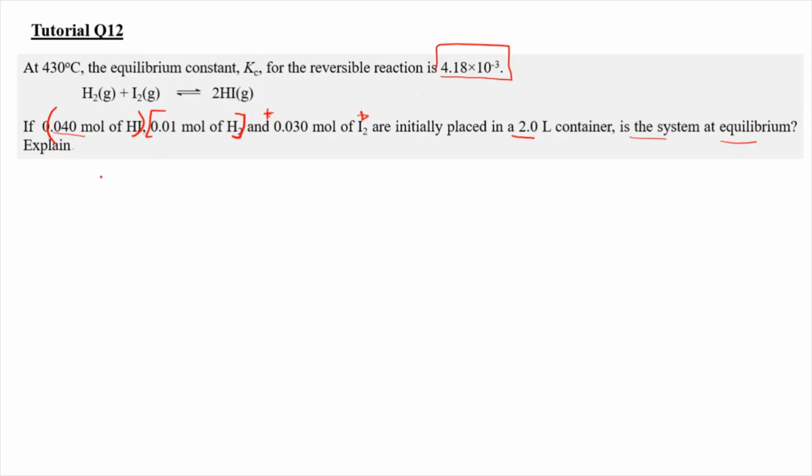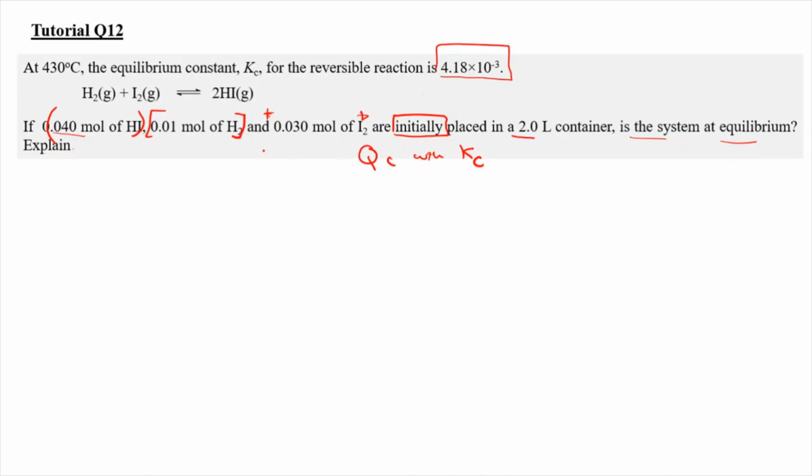Okay, and for this reason, we need to compare our Qc with Kc. Because Qc refers to the reaction quotient at any stage of the reaction. So maybe in this case, we are talking about the initial stage. So we need to compare whether our Qc is equal to Kc or not. If it is not equal, then the reaction here is not at equilibrium.